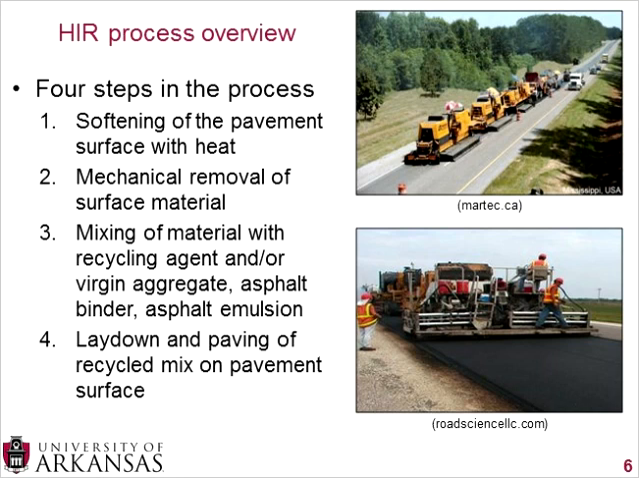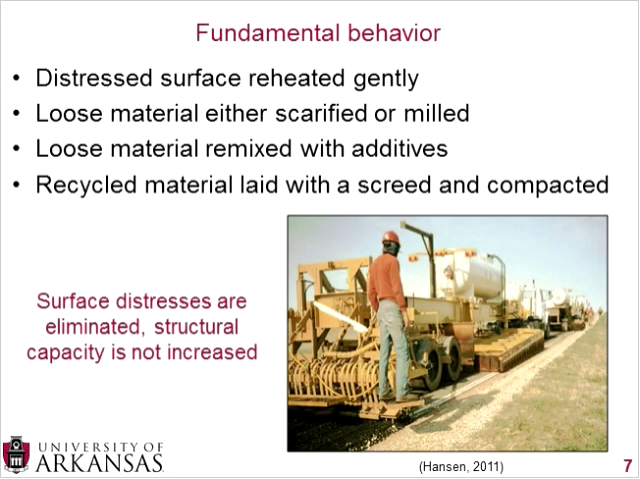And because that aggregate and the in-place asphalt concrete is heated, you see some blending of the in-place material's binder and then whatever additives you're adding to that, which would be the third step. And after you have added those, either recycling agents, virgin aggregate, asphalt binder, or asphalt emulsion, you can lay down the mix behind. In the picture on the lower right, you just see a typical paver that you'd see on any hot mix job. And then you need to compact that with a roller. So those are the 4 general steps in any HIR process.